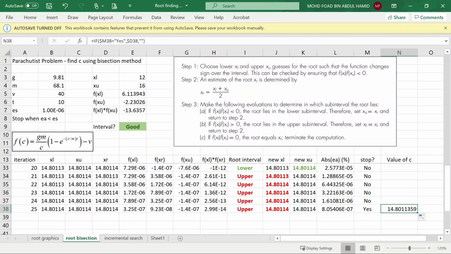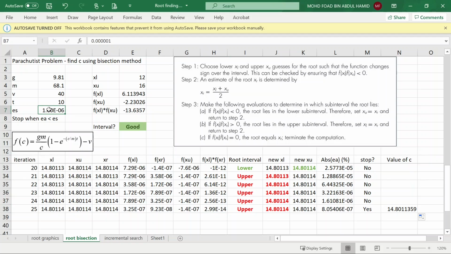14.8011359 is the solution. So let's look at this value here. It is very close to, this is basically 0 now, because this is 2.99 times 10 to the minus 14. So a lot of zeros there. This is when the error stopping requirement is 10 to the minus 6.